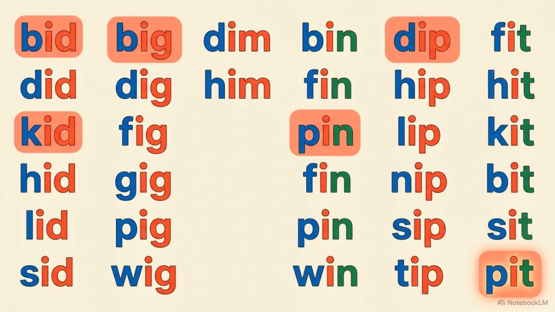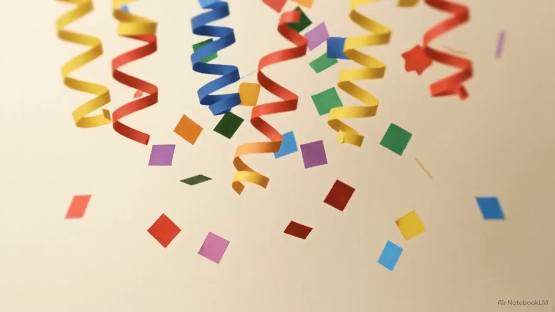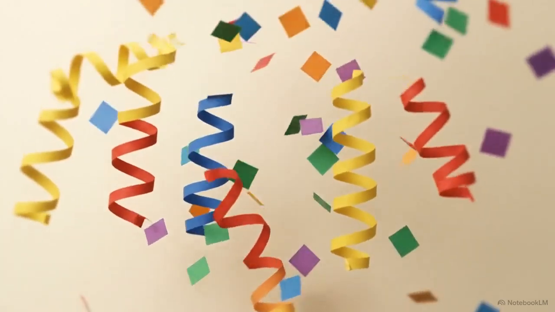Take a look at all these words. You have practiced every single one of them in this lesson. Let's read the full board one last time. Bid, did, kid, hid, lid, sid, big, dig, fig, gig, pig, wig, dim, him, bin, fin, pin, win, dip, hip, lip, nip, sip, tip, fit, hit, kit, bit, sit, pit. You just read over 30 words on your own. That is a lot of progress for one day.